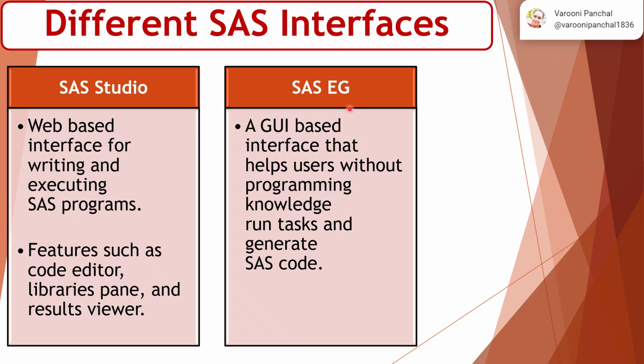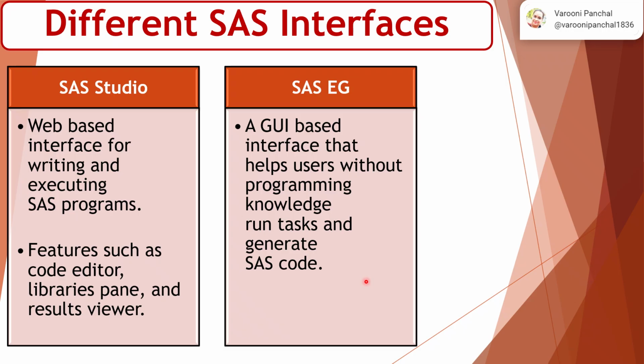Next is SAS EG, which is SAS Enterprise Guide, a GUI-based interface that helps users without programming knowledge run tasks and generate code. So, for example, it's an automatic kind of SAS code it will generate. If you click on proc means or how to calculate the counts and percentages, it will show you some menu options. So you just have to click on that.